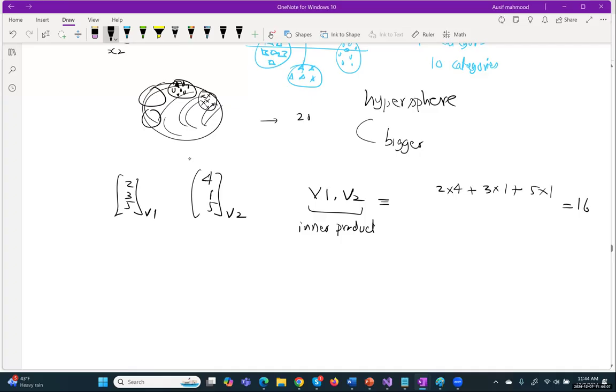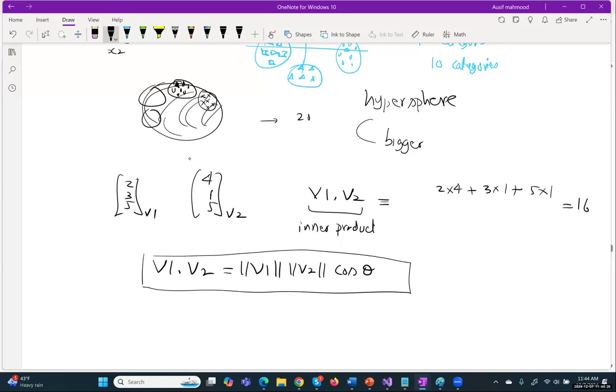So this inner product, according to math, is the magnitude of V1 times the magnitude of V2, multiplied by the cosine of the angle between them. This is a standard physics formula. Anytime you have two vectors, the inner product or dot product is the multiplication of the two magnitudes and the cosine of the angle between them.